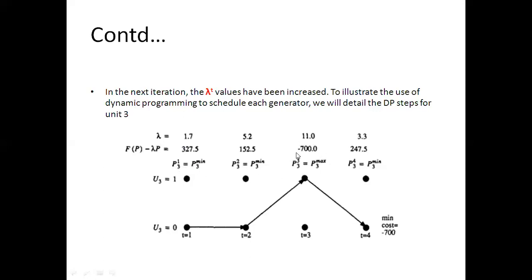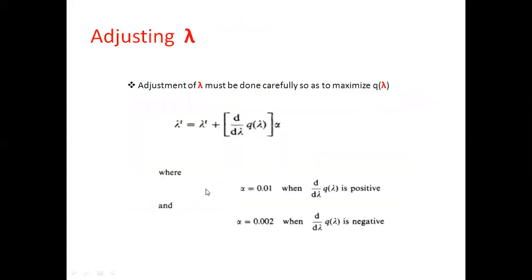But when it is negative, minus 700, the value of P3 at hour 3 changes. For the first hour, the value of P3 will be P3 minimum. For the second hour, the value of P3 will be P3 minimum. But for the third hour, the value of P3 is P3 maximum, that is 200, and minimum is 50, because the value of Fp minus lambda p at t equal to 3 is minus 700. And again at t equal to 4, the value of P3 is P3 minimum.